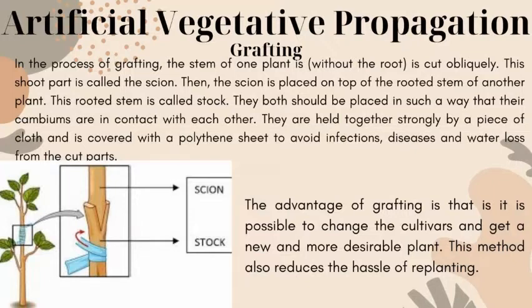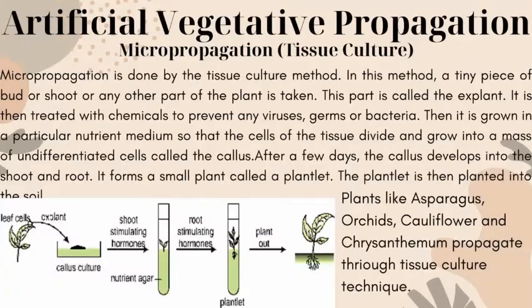The advantage of grafting is that it is possible to change the cultivars and get a new and more desirable plant. This method also reduces the hassle of replanting. Last but not the least, micropropagation. Micropropagation is done by the tissue culture method. In this method, a tiny piece of bud or shoot or any other part of the plant is taken. This part is called the explant.